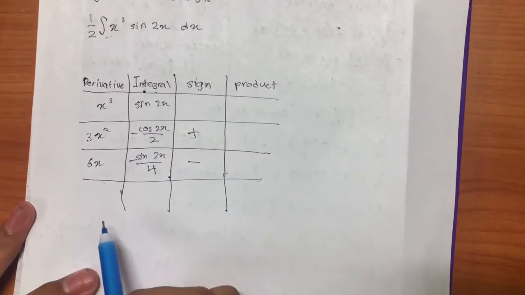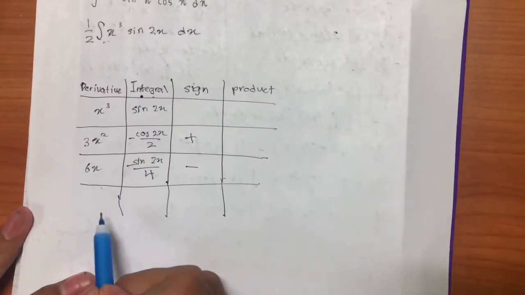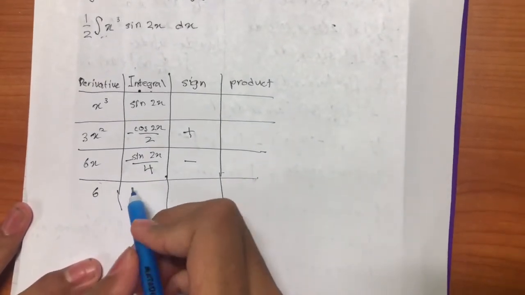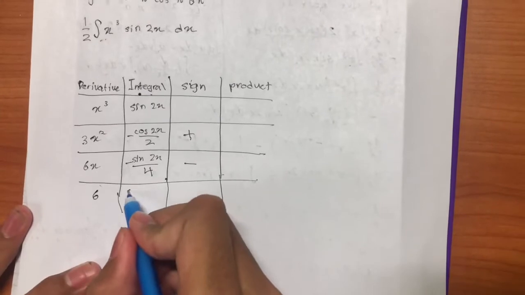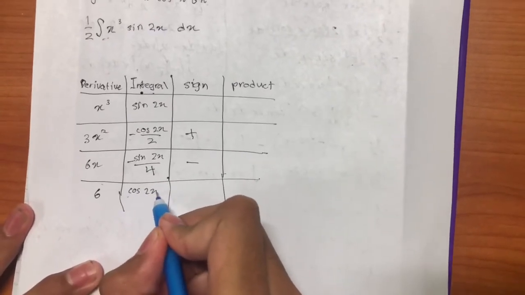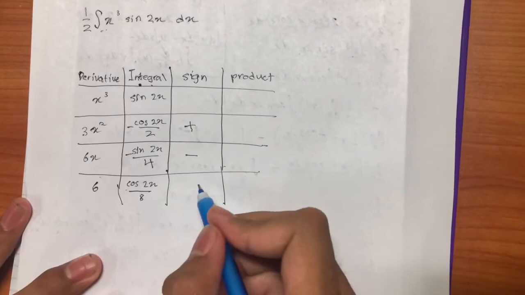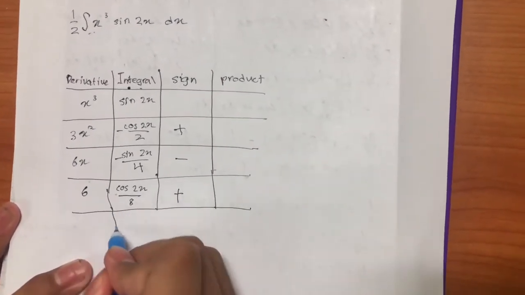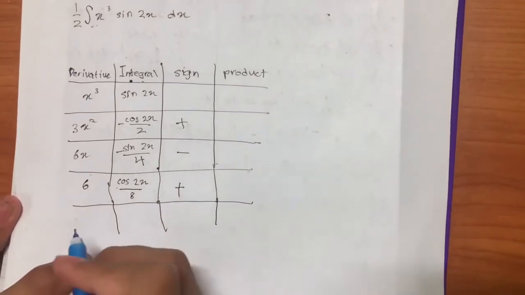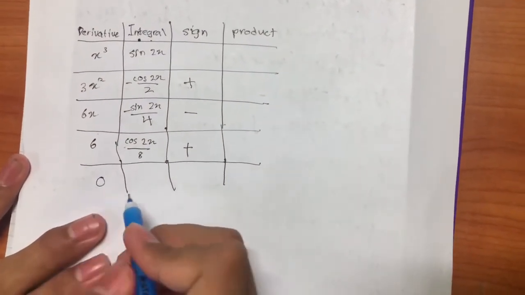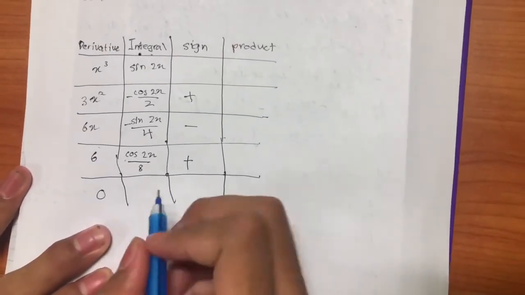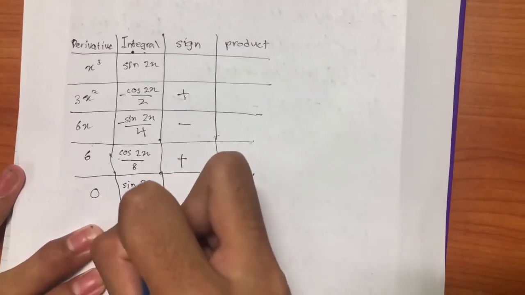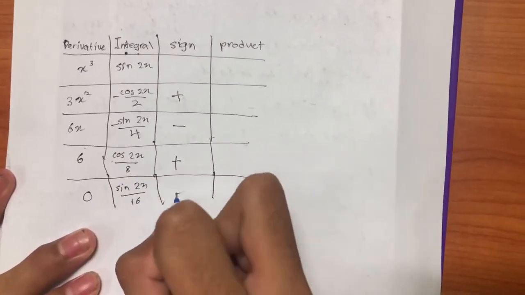And again, this derivative, we will make it until it becomes 0. So the next derivative will become 6, and for integral, it becomes cos 2x over 8. And for the sign, we put positive. So the next one will become 0, and this is the last derivative. For integral, it becomes sin 2x over 16, and the sign will be negative.